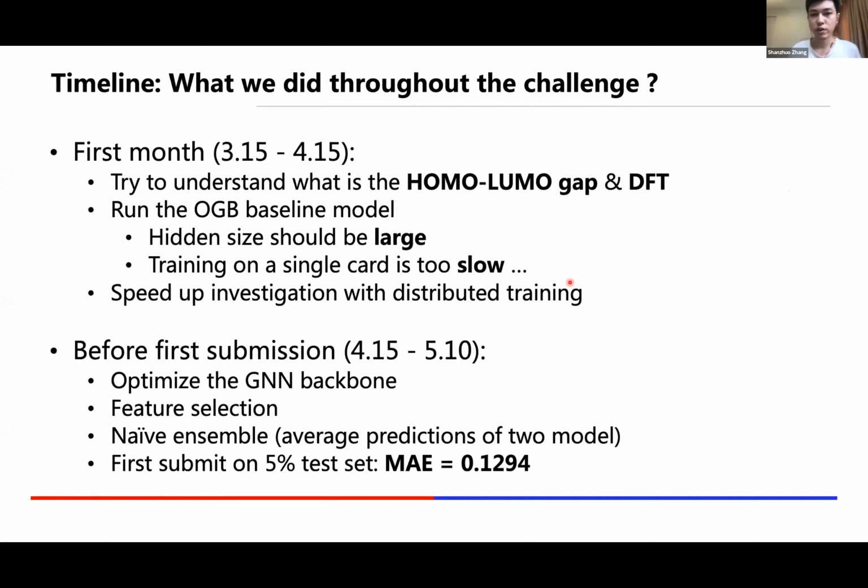Okay, I will show you first the timeline of what we did throughout the challenge. I put this here before introducing details of the model because I think this is more interesting than the details, which you can find in our technical reports.